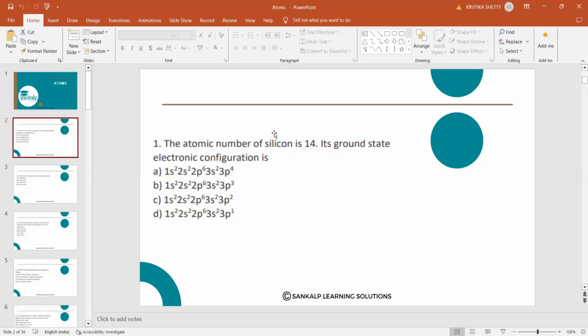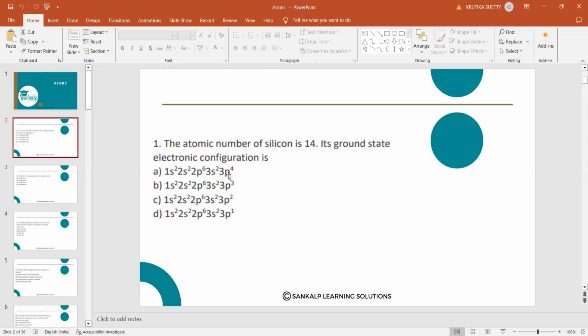So in chemistry, you might have studied about the electronic configuration. Based on that, we need to write this one. The ground state electronic configuration of silicon. Options given are 1s2, 2s2, 2p6, 3s2, 3p4.